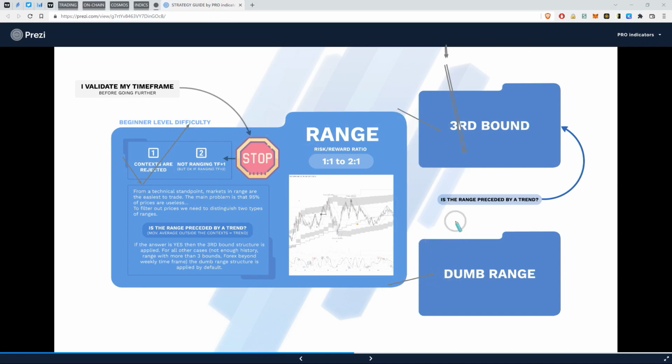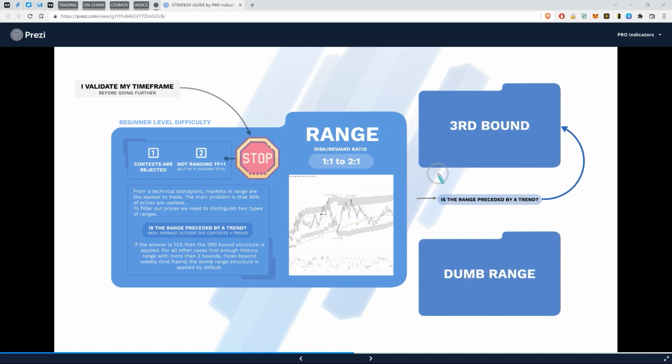In a ranging context, the only question that matters is: was the range preceded by a trend? Okay? By trend, we don't necessarily mean the native trend. All we need is to have the moving averages that have been below the context, and both of them have been rising. Okay? So in here, in our example, yes, of course, we've been preceded by a trend. The trend that we've currently analyzed and we've said is mature enough for us to get out and wait for this trend to neutralize and build a range. We're just one step ahead.